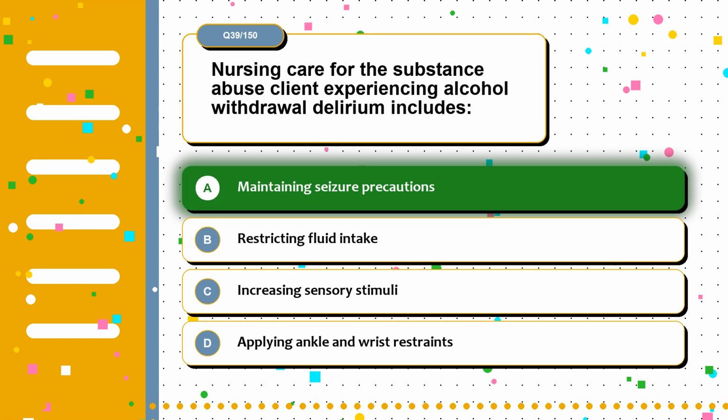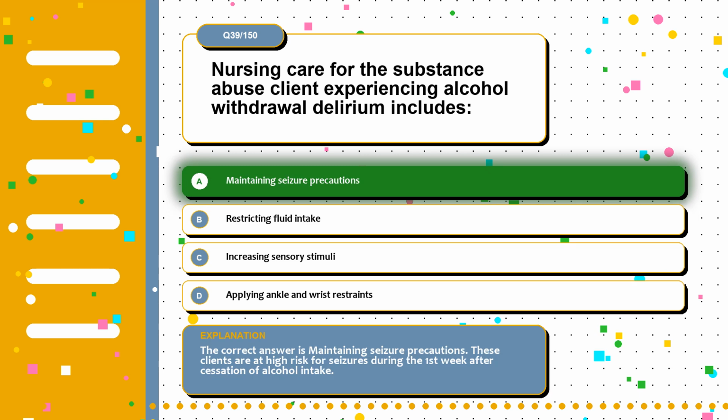The correct answer is option A. Maintaining seizure precautions. The correct answer is maintaining seizure precautions. These clients are at high risk for seizures during the first week after cessation of alcohol intake.